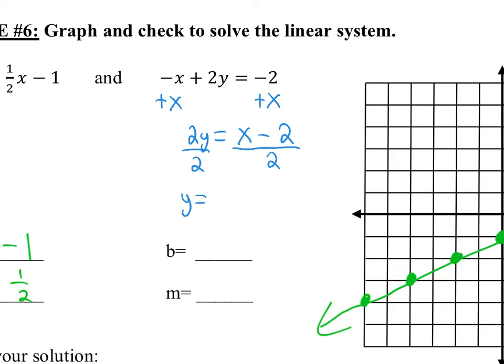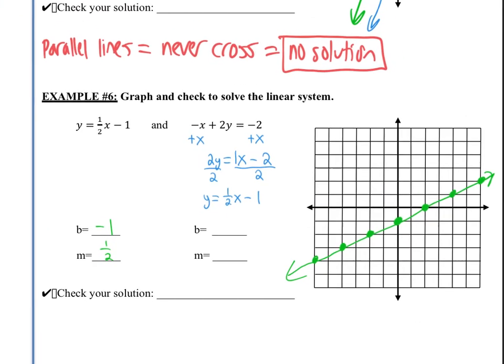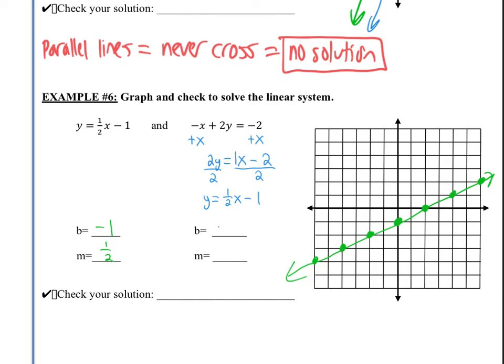And then what's x over 2? How can I rewrite that? Well, there's an imaginary 1 in front of the x. So I'm going to write it as 1/2 x. It's good to write with the x on the side like this. And then negative 2 divided by 2 is going to be negative 1. So what do you notice about these two equations? What's our b? What's our m? Our b is negative 1. Our m is 1/2. This is basically the same line, isn't it? It's the same exact line on top of itself.